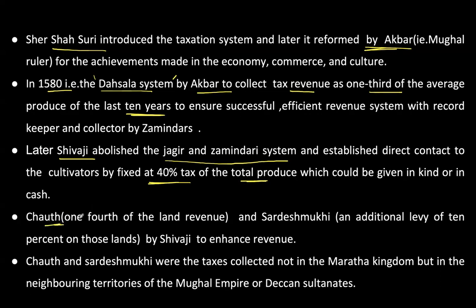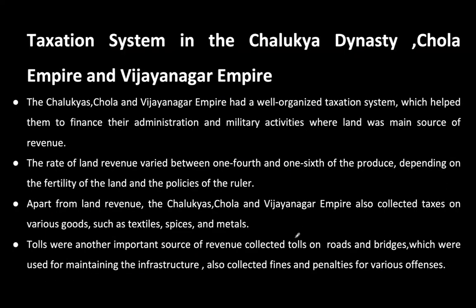Then Chauth, as we talk about, was 1/4 of the land revenue which was paid. Sardeshmukhi was an additional levy of 10% on similar lands. So this is in the context of the Marathas. Chauth and Sardeshmukhi were collected not in the Maratha kingdom but in the neighboring territories of the Mughal Empire or the Deccan Sultanate at that point of time.